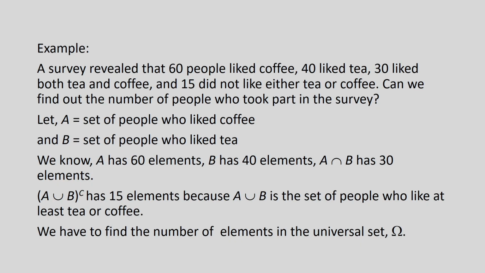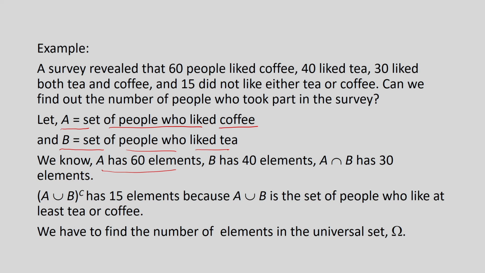First, we define certain terms. Suppose capital A denotes the set of people who liked coffee. So, here you have A, the set of people who liked coffee in that survey, and capital B is the set of people who liked tea. And we further know from the information in the question itself how many people liked coffee? 60 people liked coffee, right. So, A, which is the set of people who liked coffee, has 60 elements.